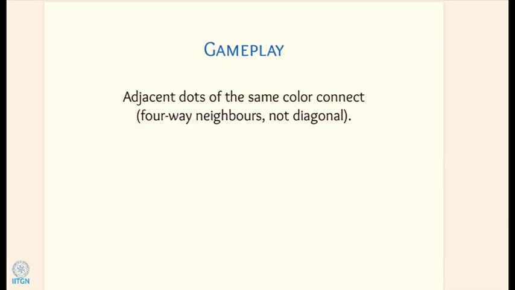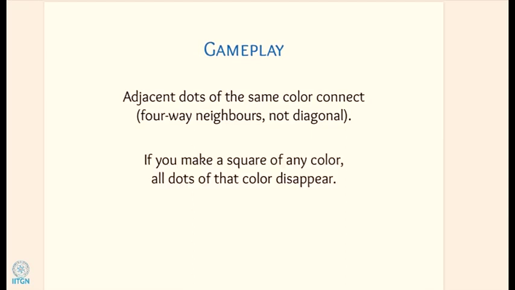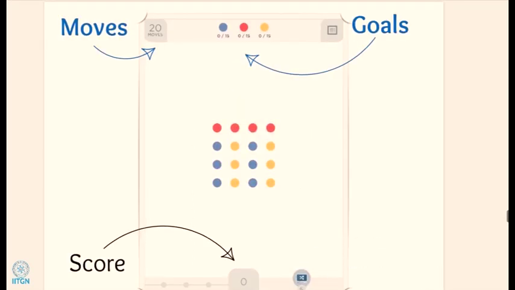One super move is that if you see a square and you kill a square, then all dots of that color disappear. And you typically have a fixed number of moves. After that, the game is over. And within those many moves, you have to meet a certain set of goals. Like you have to kill so many dots that are red, you have to kill so many dots that are blue, and so on and so forth. Okay.